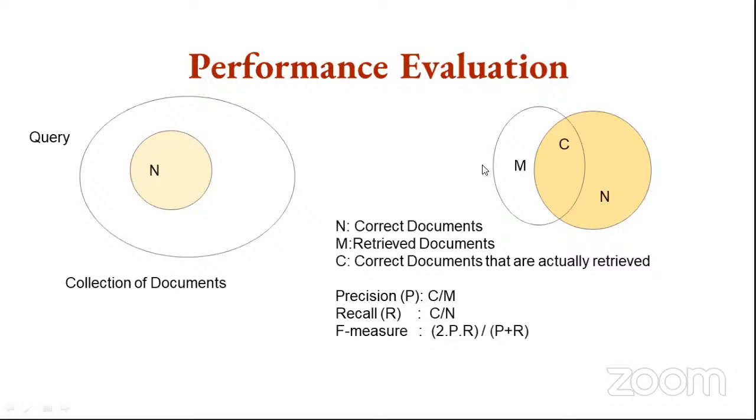Then there are three measures called precision, recall, and F measure. These three metrics are used to check the quality of the classification system. Precision is C by M: a total of M documents are retrieved, and only C are correct. Recall is C by N: there are initially N documents, out of which C are correct. F measure is the harmonic mean of recall and precision: 2 into P into R by P plus R.